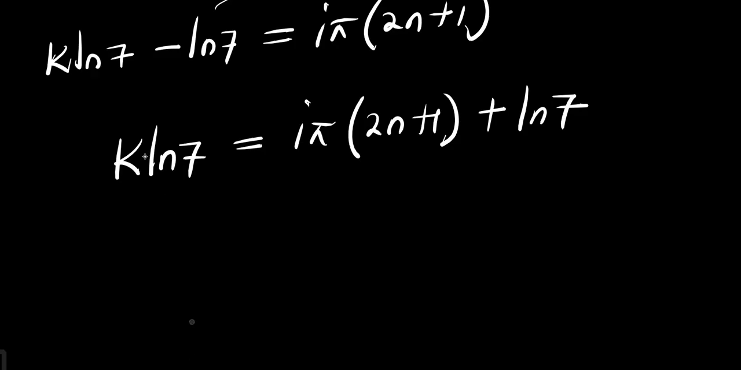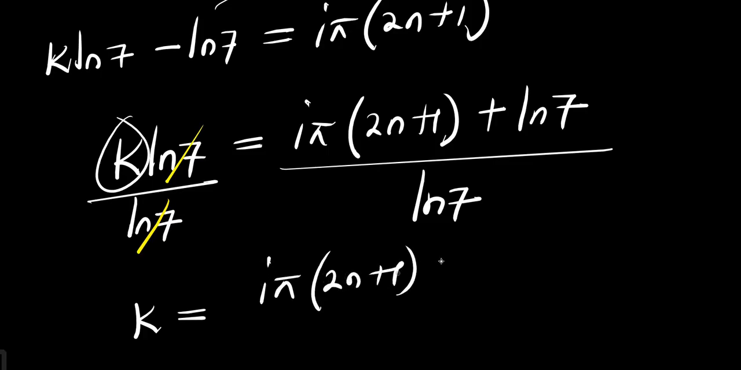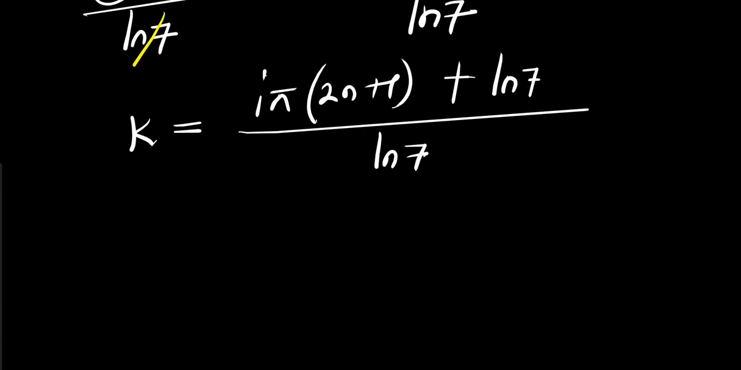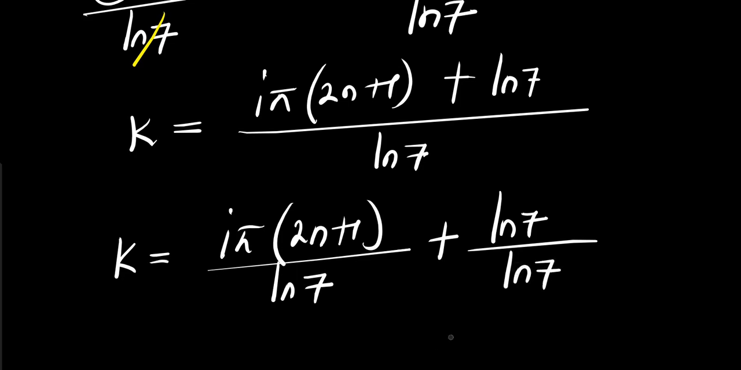Now the next step will be to isolate k. So we divide this by natural log of 7, and we divide this by natural log of 7. This eliminates this, and what we are going to have here is k equals i times pi times (2n plus 1) plus natural log of 7, divided by natural log of 7. So from here, you simply have k equals i times pi times (2n plus 1), divided by natural log of 7, plus natural log of 7 divided by natural log of 7.